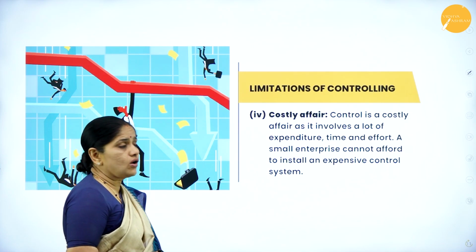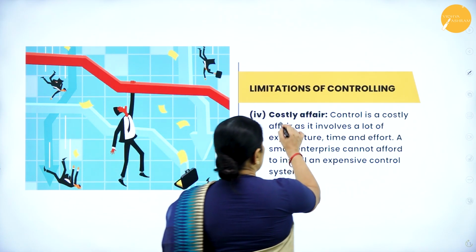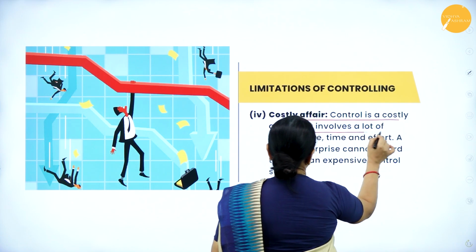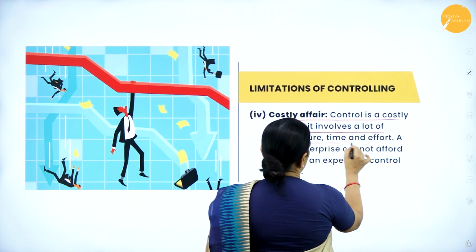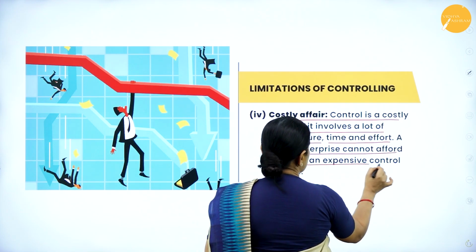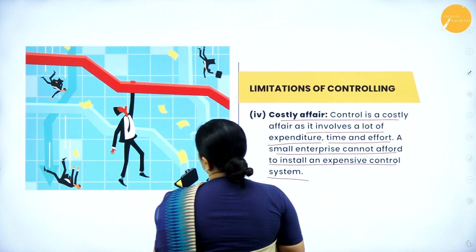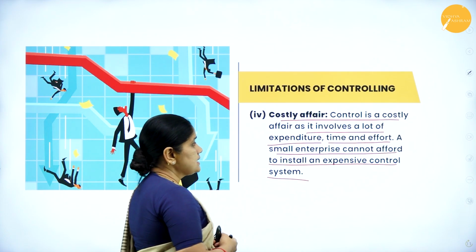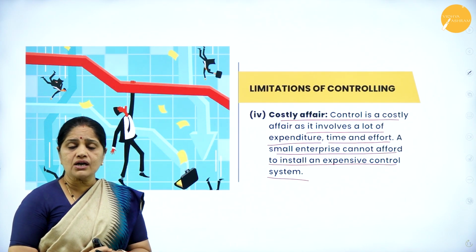Next one is costly affair. Control is a costly affair as it involves a lot of expenditure, time and effort. A small enterprise cannot afford to install an expensive control system. So, the last limitation of controlling is that it is a costly affair.